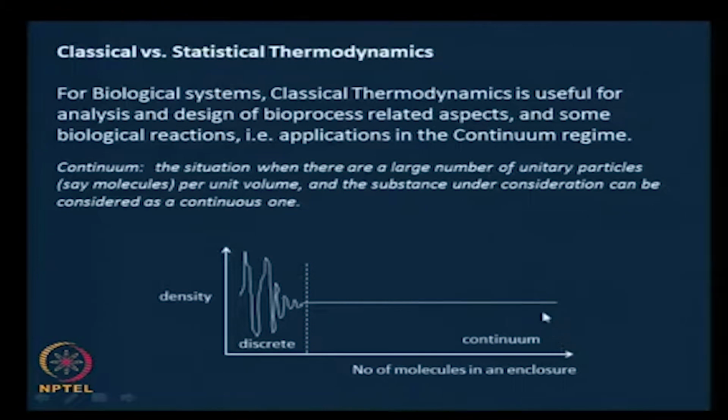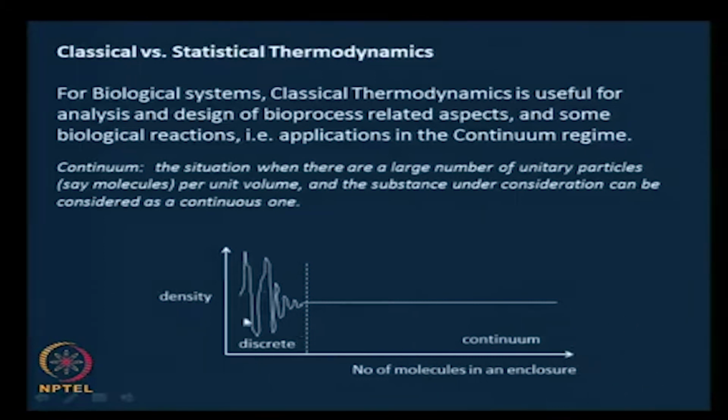say in an enclosure, till it reaches a certain point it is going to remain a constant density, assuming that the temperature and pressure conditions are constant and so on. After which the number of molecules is so small that its density at a particular point will start fluctuating. So this is the discrete region, which we are not concerned with in this particular course. In fact, classical thermodynamics cannot handle that, it can handle only the continuum regime.